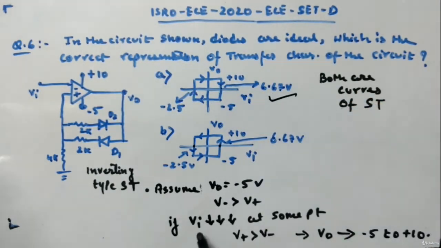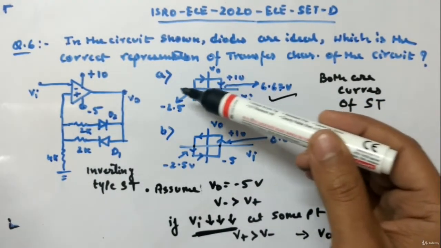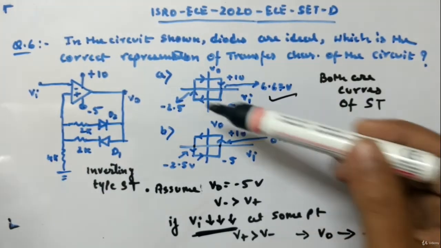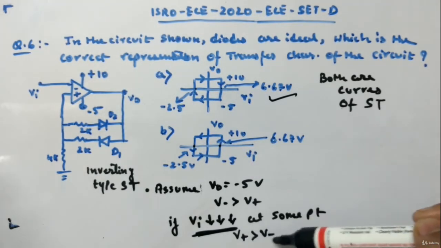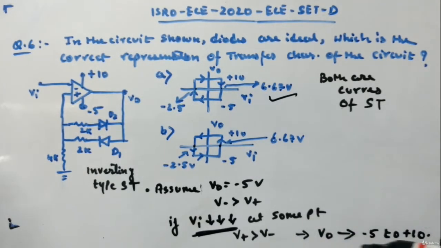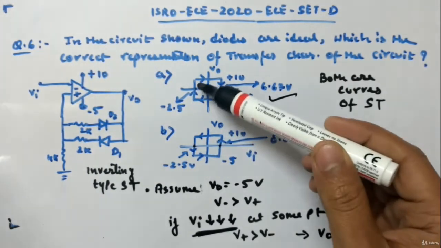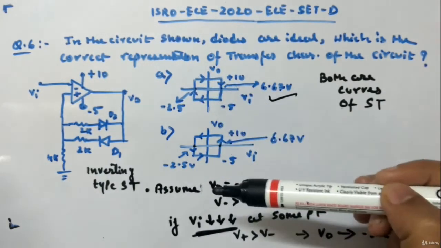Okay, so I'm assuming the output is at minus 5, and I'm going in this direction. If I'm performing this operation, it means in Vi I am going in this direction. As I go in this direction, at some point, which is this point, V plus will be greater than V minus, and it should switch from minus 5 to plus 10. So when I come here, this is the curve which is switching from minus 5 to plus 10.